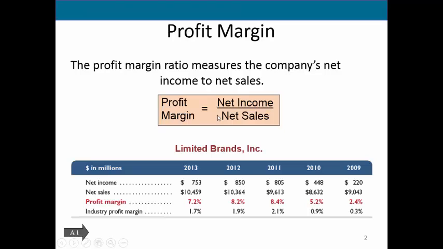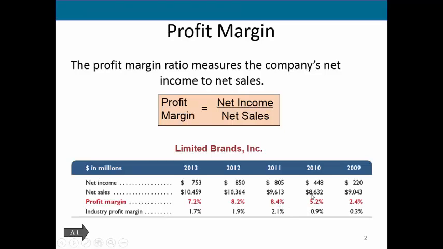So you can see here we've got a number of different years of information for a specific company. And let's look here, for example, from 2010 to 2011. You can see here their sales increased. Also, their net income increased. But let's look at what happened to their profit margin. Their profit margin increased significantly. And you can see here it went from 5.2% to 8.4%.